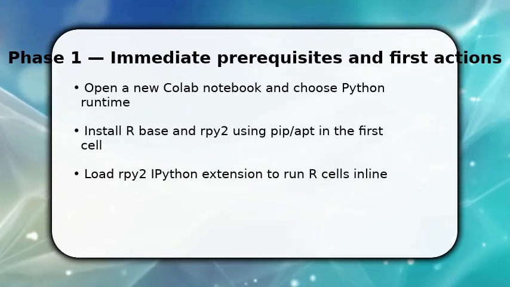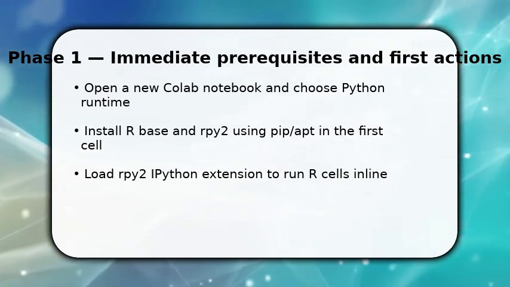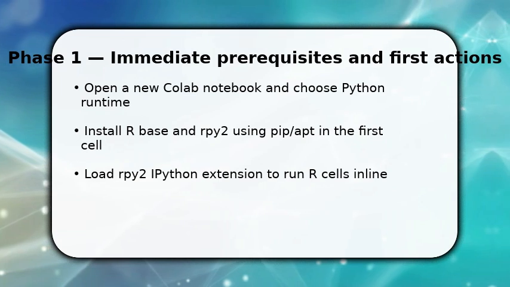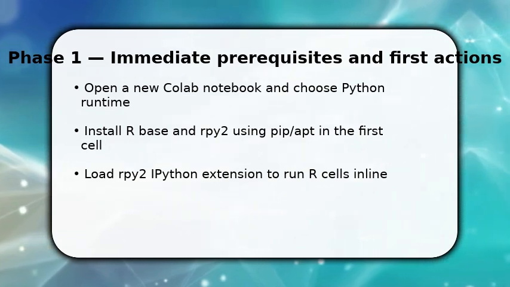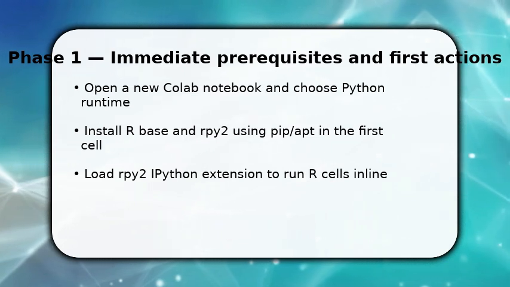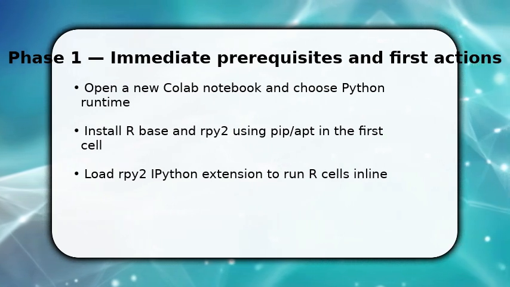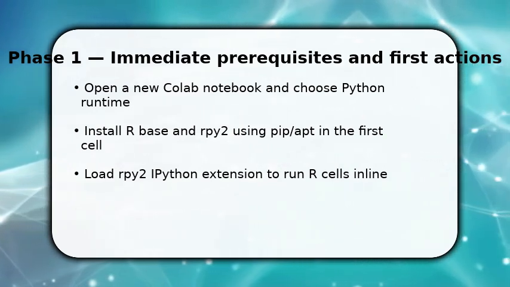You begin now by preparing the notebook environment, open a new Colab file, and keep the runtime as Python. Next, run the install cell to add R and RPY2. This gives Colab an R interpreter you can call. Once done, load the RPY2 IPython extension so R magic is available. This lets you write R directly in cells.